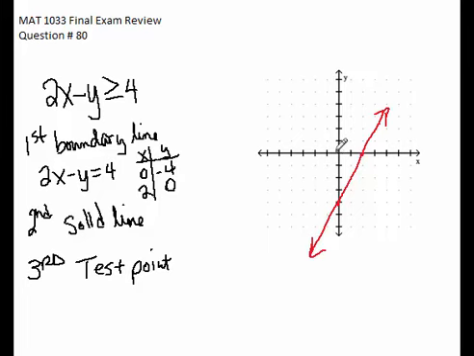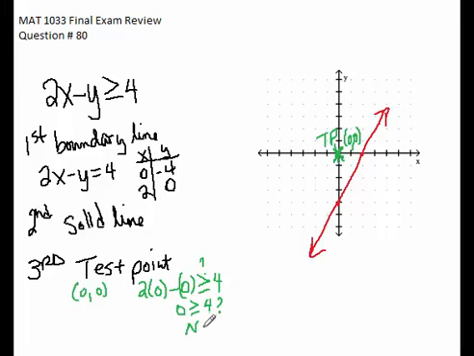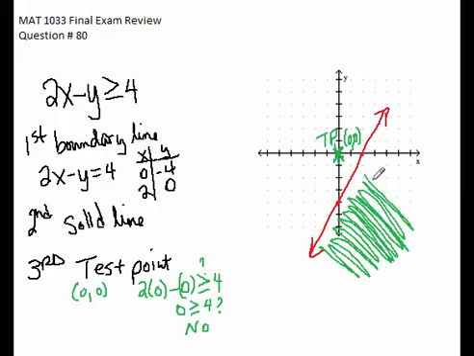Well, again, what we were doing is we were looking at a test point, and we'll use 0, 0. Unless the line passes through 0, 0, then we would pick another point that wasn't on the line. So the test point is 0, 0. We plug that into the original inequality, 2 times 0 minus 0, and you ask yourself, is that greater than or equal to 4? Well, is 0 greater than or equal to 4? And the answer is no, so we would shade on the side of the line where the test point isn't.